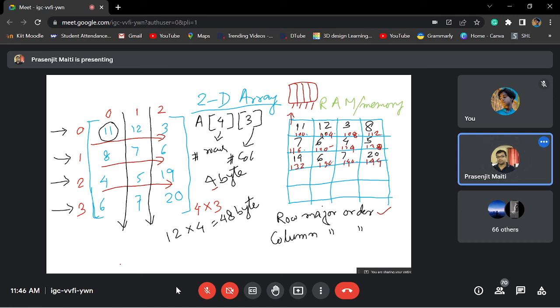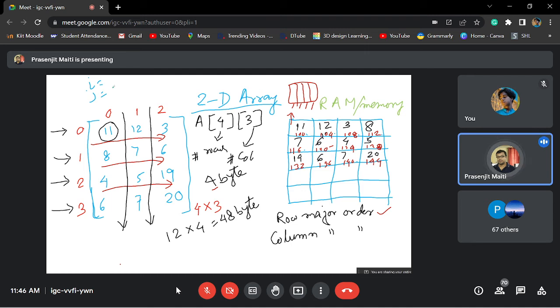Sir, can we choose in the program whether we want to store the data column wise or row wise? Yes, you can. Suppose i represents rows and j represents columns. Just exchange them. Yes, sir.